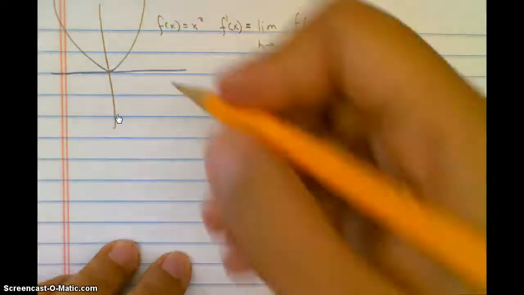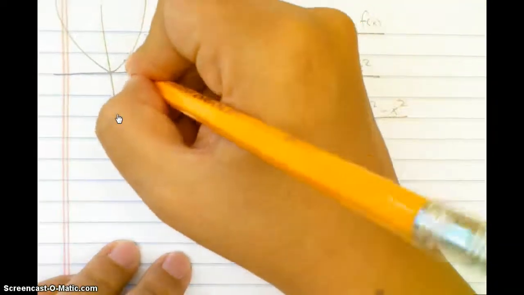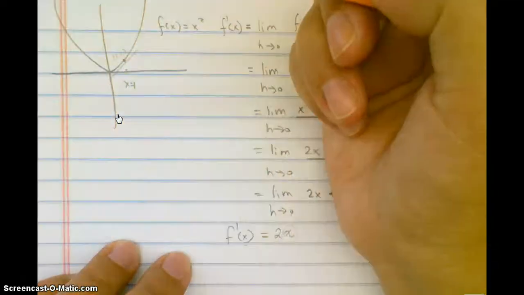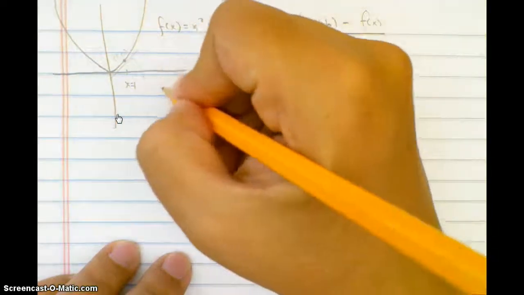Let's see if that was true with the examples that we have. When x was 1, I had the point (1, 1). What is the derivative at that particular point? The derivative was 2.